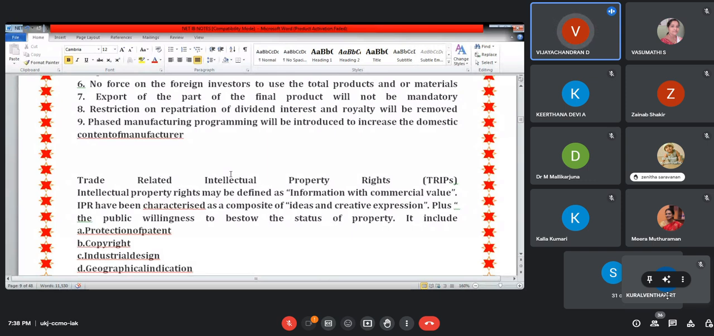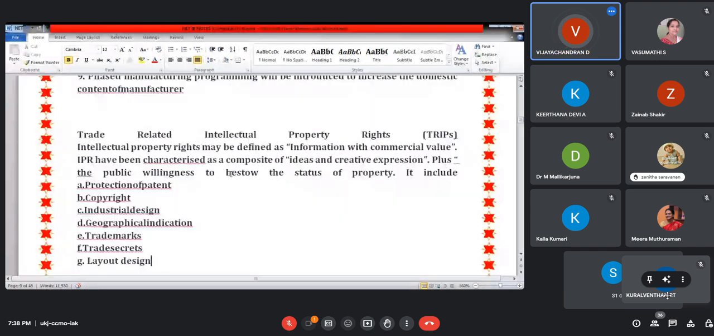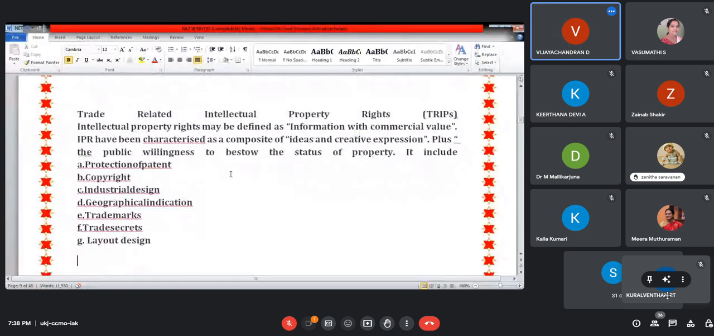The information with commercial value: patent, copyright, design, geographical indication, also trademarks, trade secrets, layout design. These are all coming under the purview of intellectual property right.